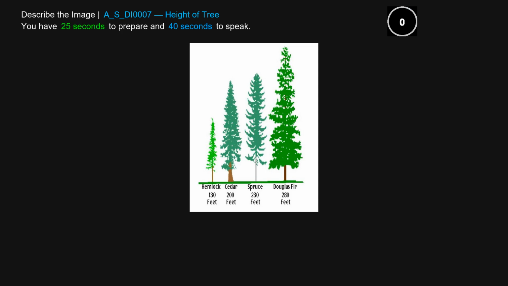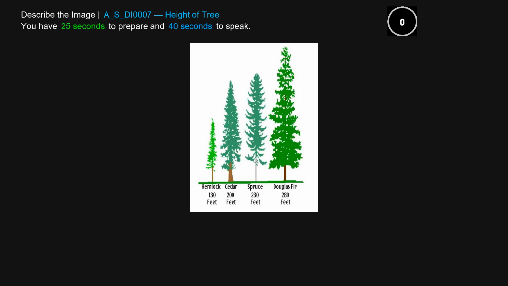The given picture is a graph that gives information about the height of trees. On the top of the picture there are different trees with their heights in feet, including 130 feet of hemlock and cedar, which is 200 feet. From the picture it's evident that Douglas is the tallest tree at 280 feet, shown in green color, and the lowest is hemlock, which is only 130 feet.